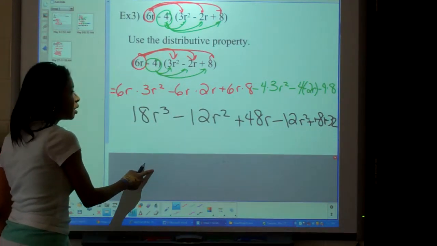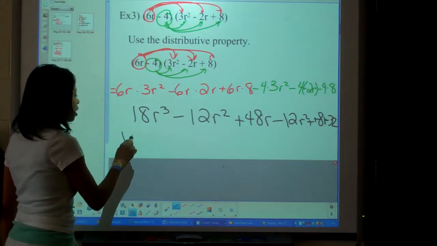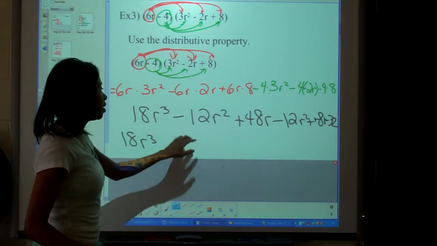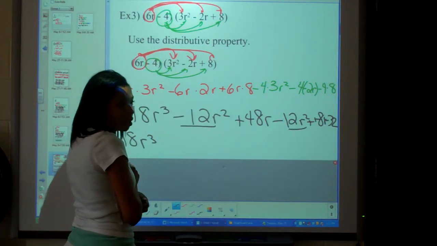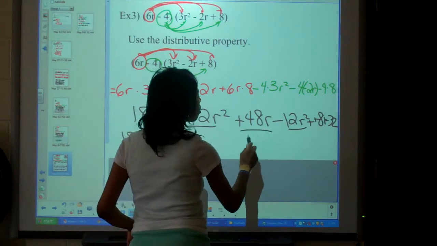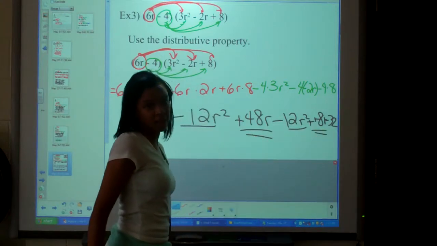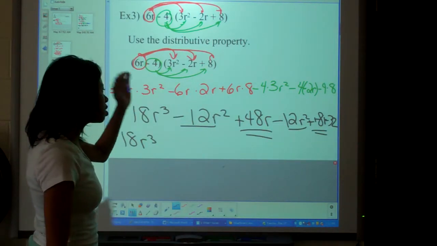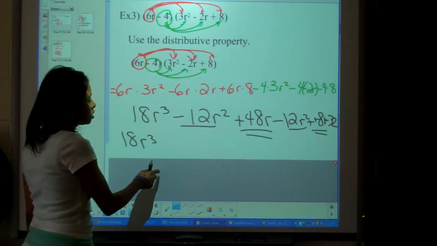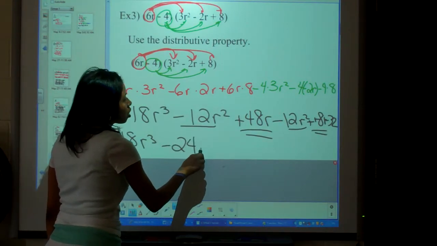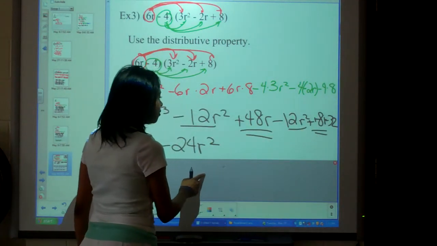And then we look to see what we can combine as like terms. I look for r cubed. Anything else cubed? No. So that's just brought down: 18r cubed. And then minus 12r squared, and minus 12r squared is here. These two are alike. Then I see a 48r and an 8r. Those should be combined. And the 32 in the back doesn't have anything it can be combined with. So let's start with the minus 12r squared and the minus 12r squared. Minus and minus is going to be a negative 24r squared.